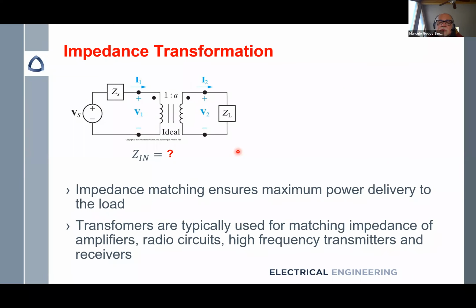So transformers are used for matching impedance of amplifiers, audio amplifiers, radio frequency amplifiers, high frequency transmitters, antennas, receivers. That's another reason we use transformers. We can use transformers for energy conversion, which is what we typically use for power distribution, or for analog circuits, low frequency or high frequency, we use them for impedance matching.